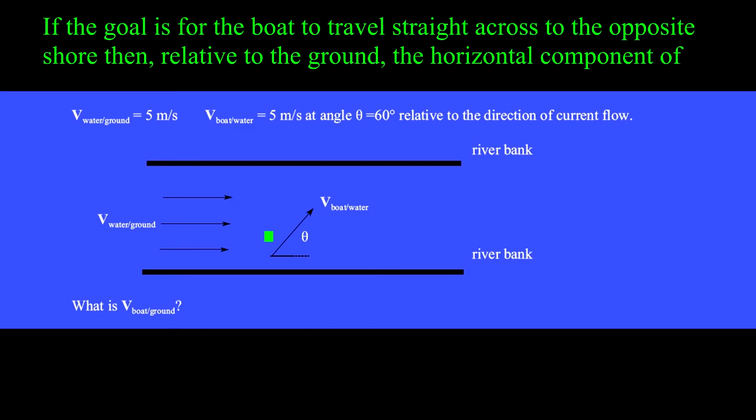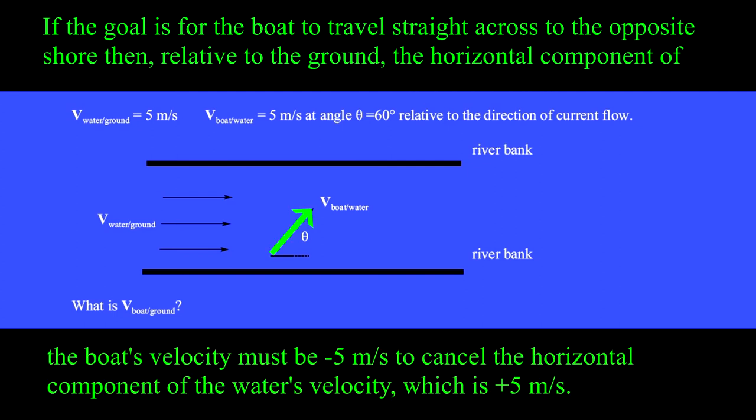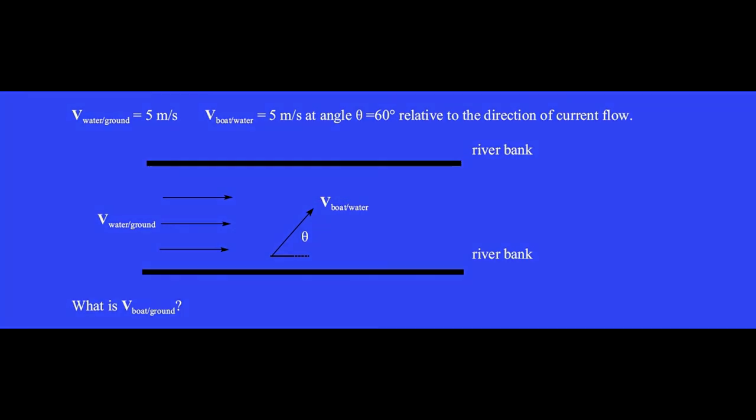If the goal is for the boat to travel straight across to the opposite shore, then relative to the ground, the horizontal component of the boat's velocity must be minus 5 meters per second to cancel the horizontal component of the water's velocity, which is plus 5 meters per second.